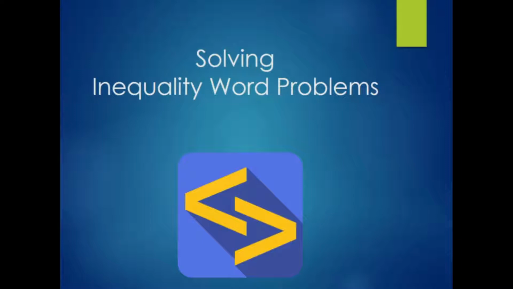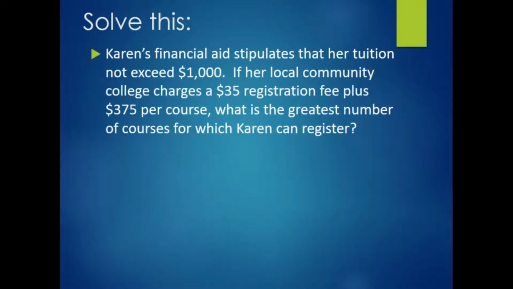In this video, we'll take a look at solving word problems that involve inequality. In this first example, it states Karen's financial aid stipulates that her tuition not exceed $1,000. If her local community college charges a $35 registration fee plus $375 per course, what is the greatest number of courses for which Karen can register?